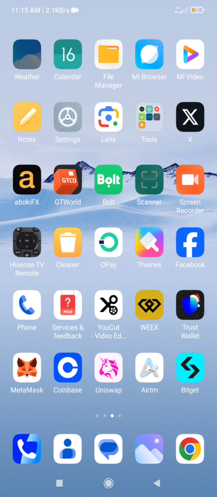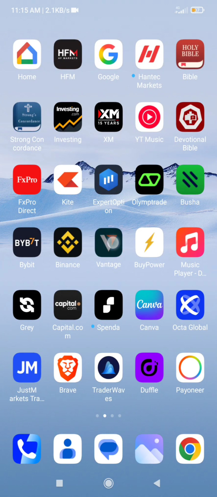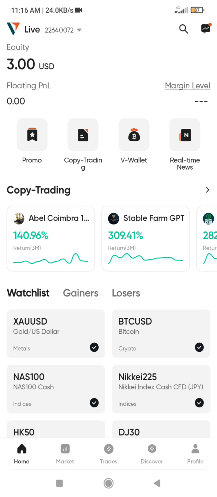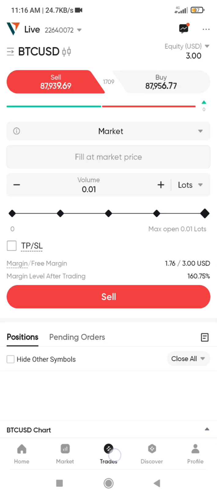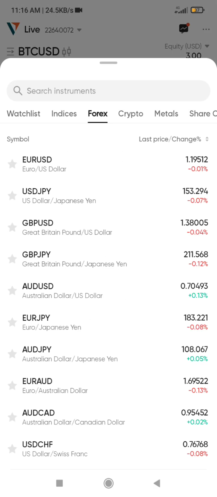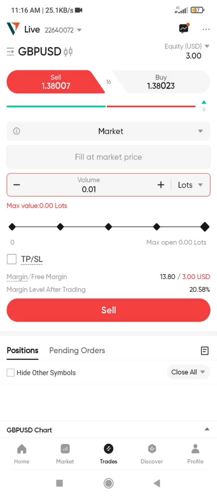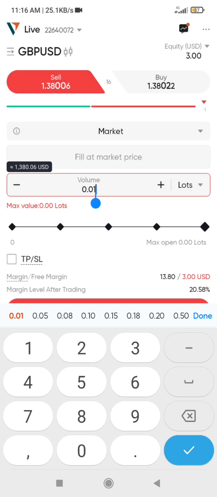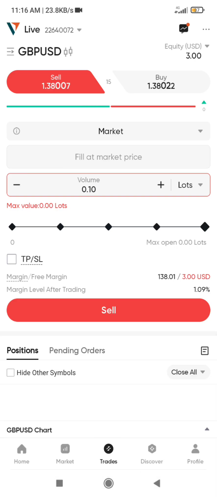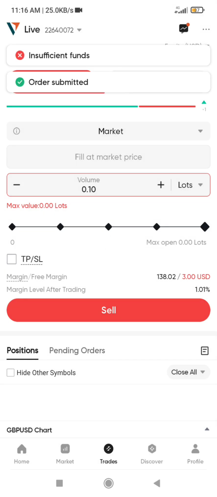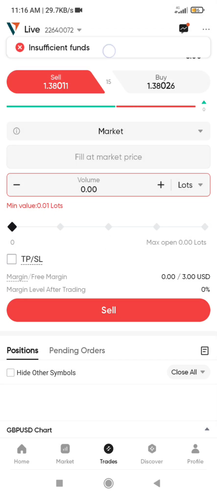Now, if you are trading on the Vantage app, this is the same account that I just showed you on MT5. You come to the trade section and let's say we want to sell. Instead of BTC, let's look for Forex, like the GBP USD here, and then we enter 0.1 lots, and you want to sell it. When you click sell, it will still tell you insufficient funds. Look at it here, you are still having insufficient funds on the app.